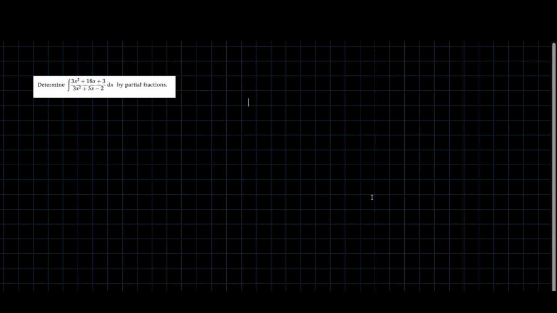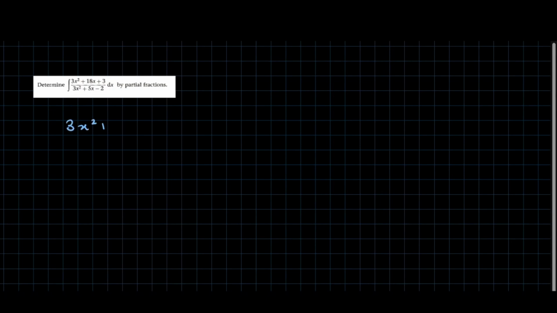Hi guys, so today we're going to be solving this question. This question basically just wants us to solve this integral by partial fraction. The reason why we're using partial fraction is because the numerator and the denominator have the same degree. So the first thing we're going to do is divide this.